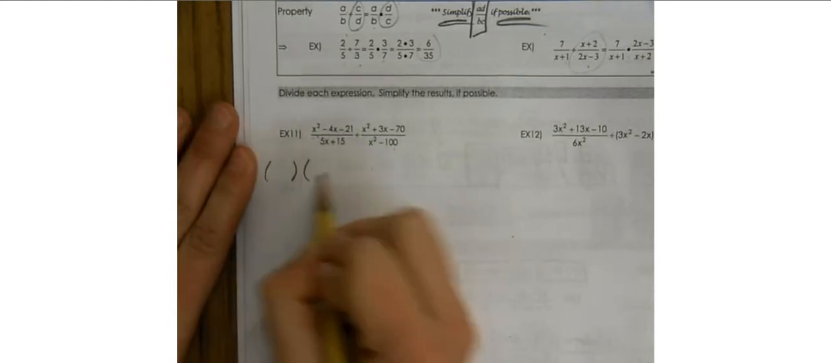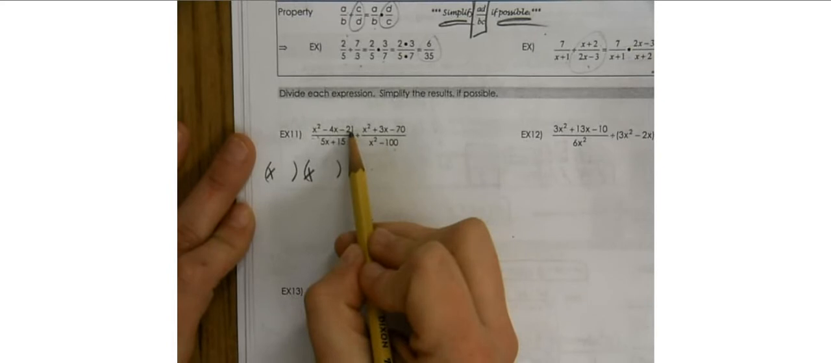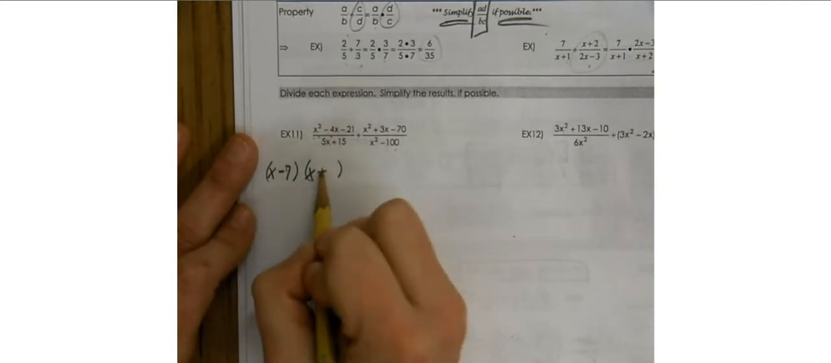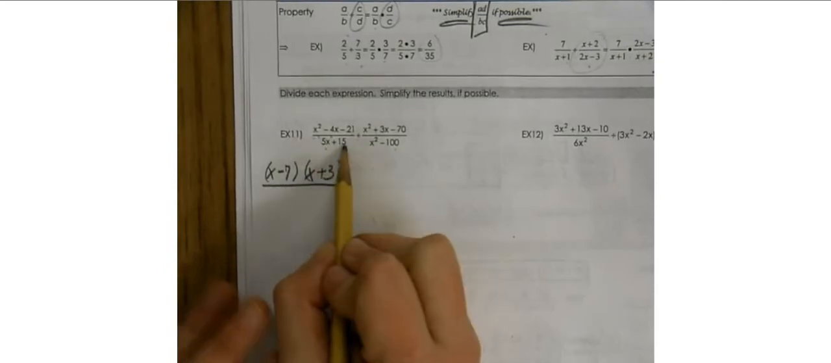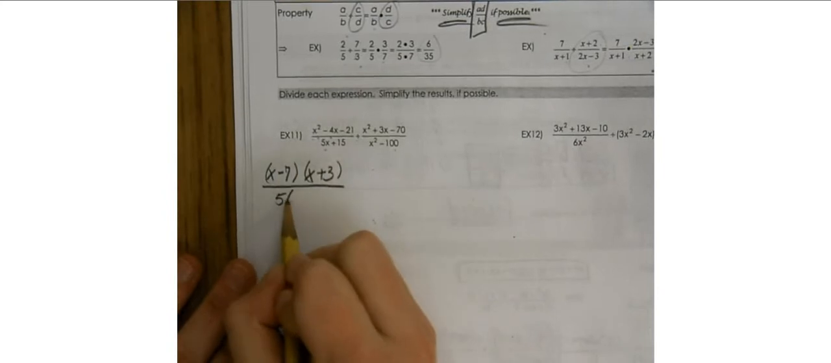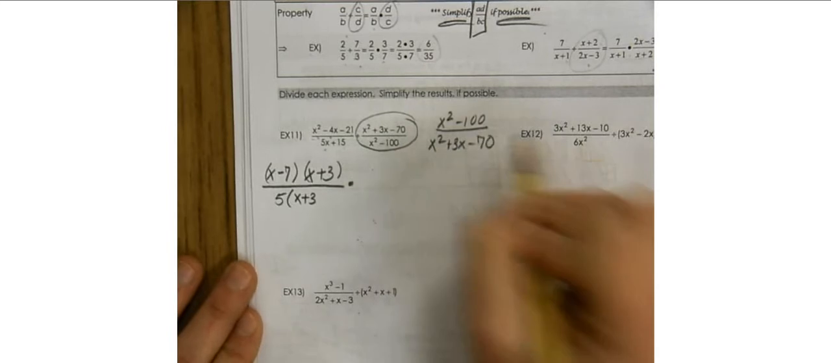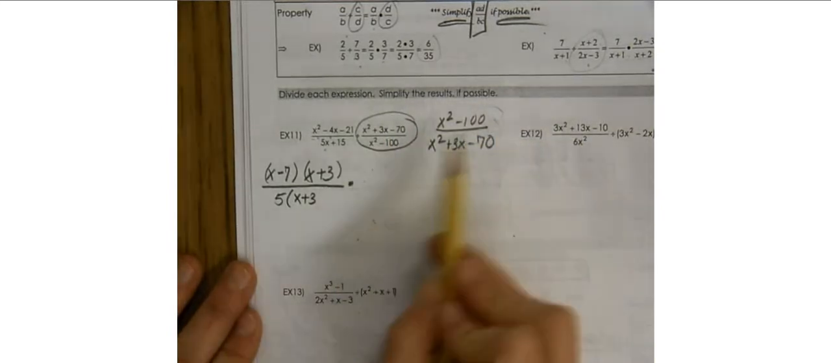So I'm going to factor my numerator, and I'm going to break that apart into two parentheses, where I split apart the x squared into an x and an x, and I'm going to ask myself what two numbers when multiplied together equal -21, but together add to equal -4, and that's a -7 and a +3. Next, I'm going to ask myself, what do 5x and 15 have in common? They both have in common a 5, and my leftovers is an x plus 3. Now I'm going to multiply this by my reciprocal, and my reciprocal is going to be x squared minus 100 all over x squared plus 3x minus 70. So that is the order in which I'm going to factor my numerator and denominator.